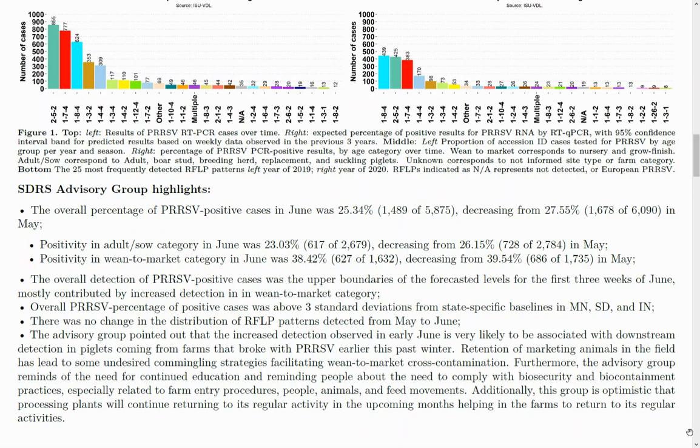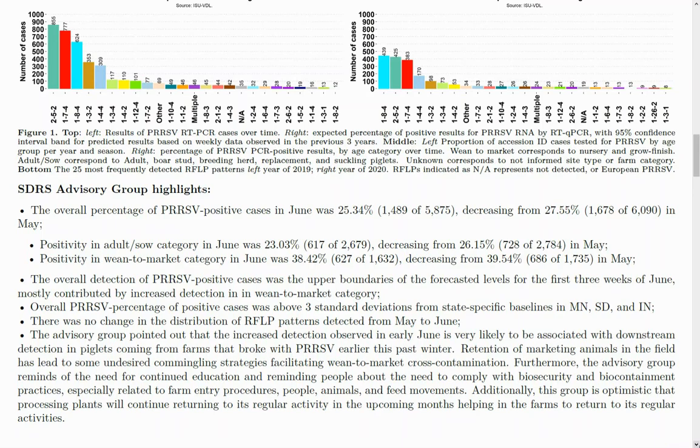And taking this into consideration, the advisory group reminded us that there is a need for continued education and reminders of farm personnel to comply with biosecurity and biocontainment practices, especially in terms of the farm entry, people, animal, and feed movements, to contain the spread of these agents across farms.